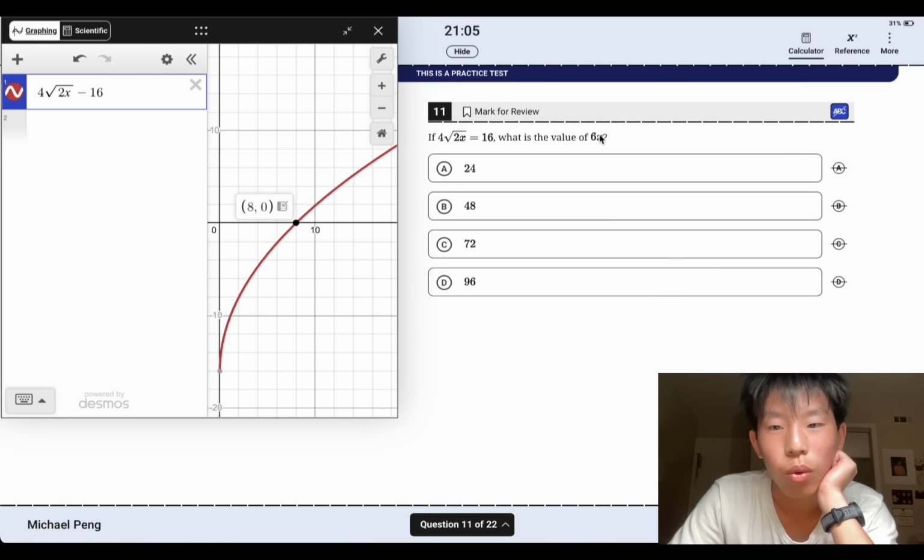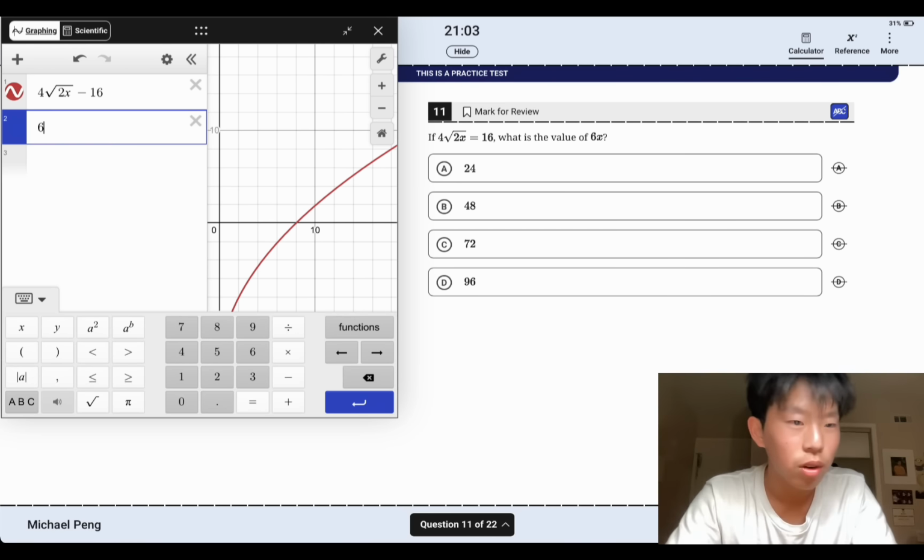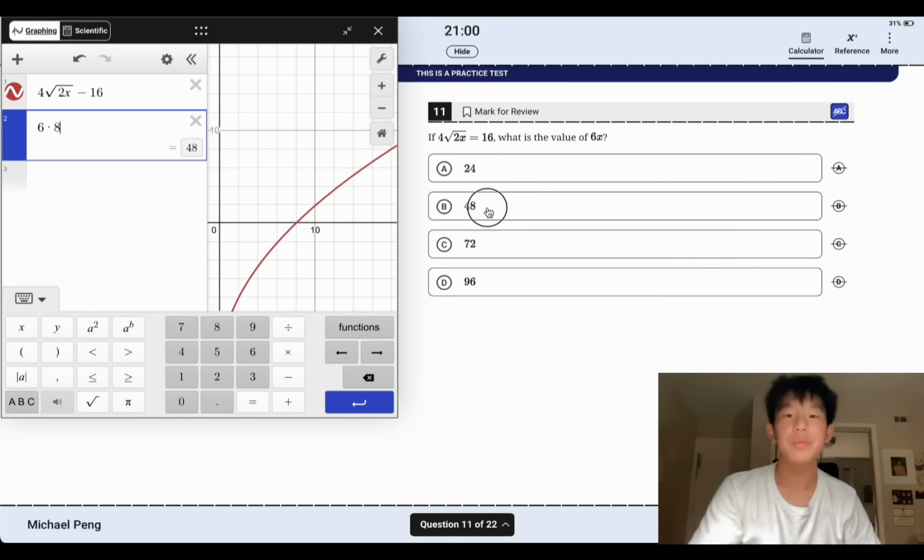Oh, whoa. It's asking for 6x. I almost got that one wrong. So you do 6 times 8, which is 48.